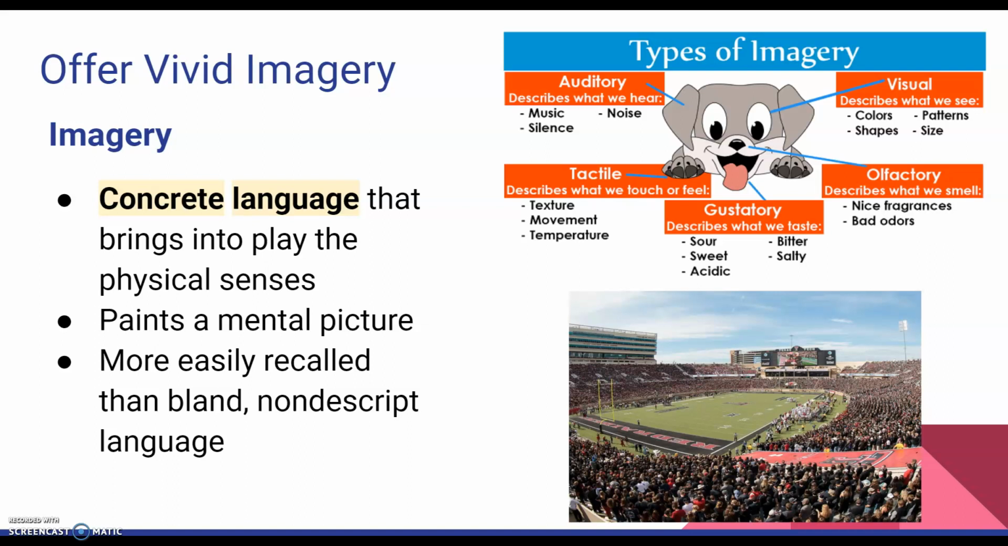And then you have gustatory, which describes what we taste. We know that Sour Patch Kids start off sour. You can taste sour, and then you can taste them getting sweet. Or I think of acidic, a lemon. It's very acidic as well as very sour.